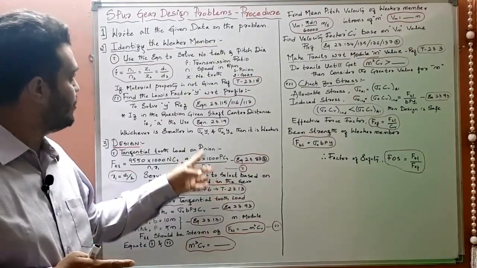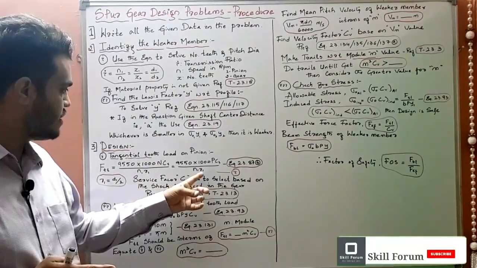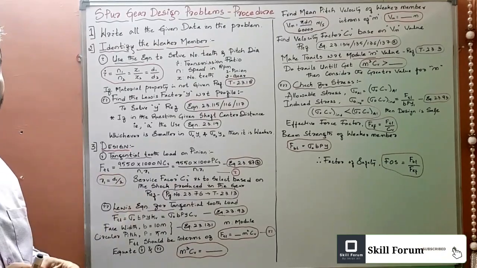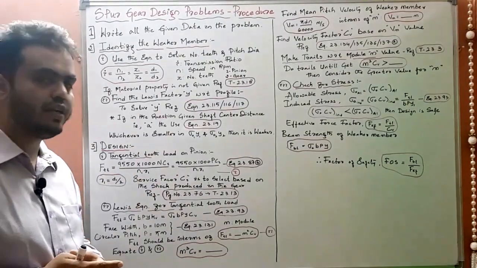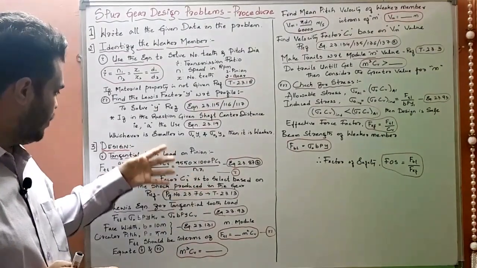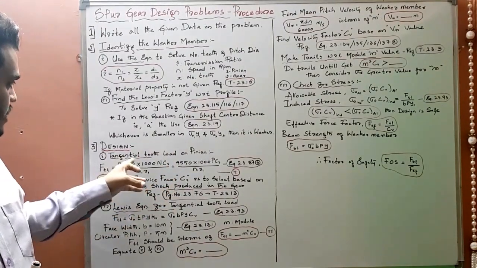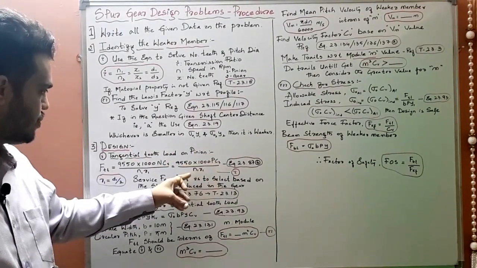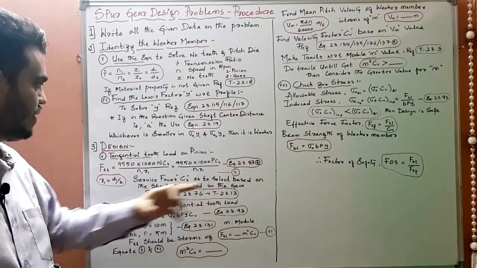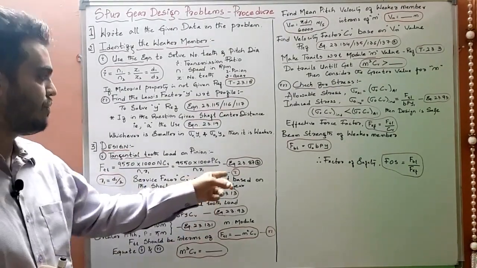Next is N1, which you already have from the question. Next R1, that is D1 by 2, the radial distance, right. So you have all the parameters, solve it, and you will get the FTL value, right. So this is the FTL value.